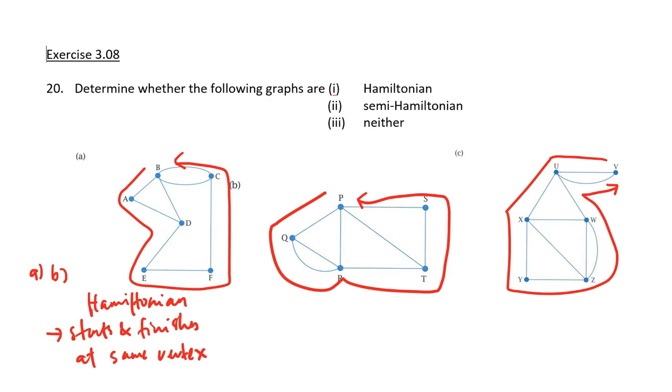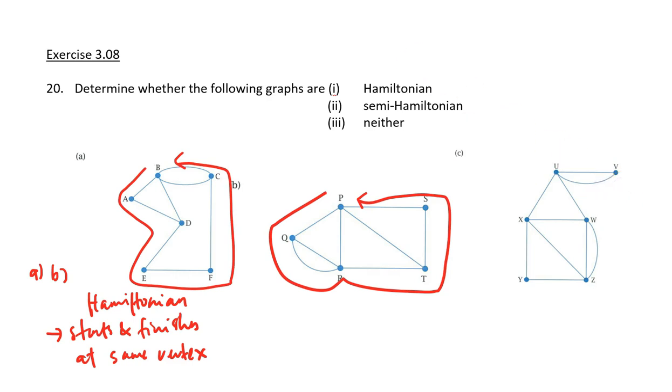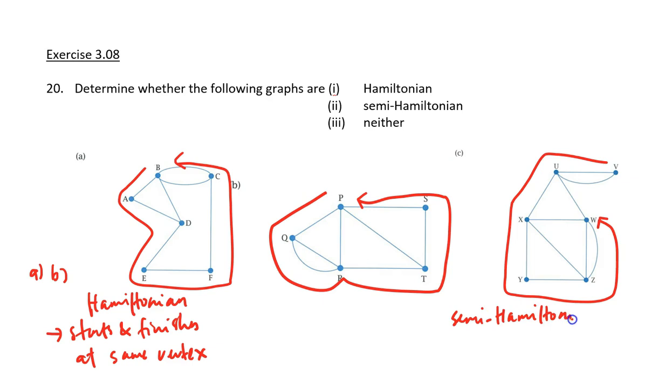So in this case, you can only start from V. You cannot have a repeat vertex of U, so therefore you start from V, you finish at W. So in this case, this is what we call semi-Hamiltonian, because it starts and finishes at different vertices.